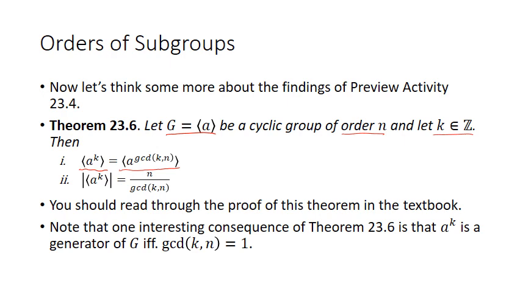And that's interesting. Not necessarily an expected result, but we did see, for example, previously we saw that in that preview activity, the cyclic subgroup generated by 6 mod 9 is actually the same as the one generated by 3 mod 9.